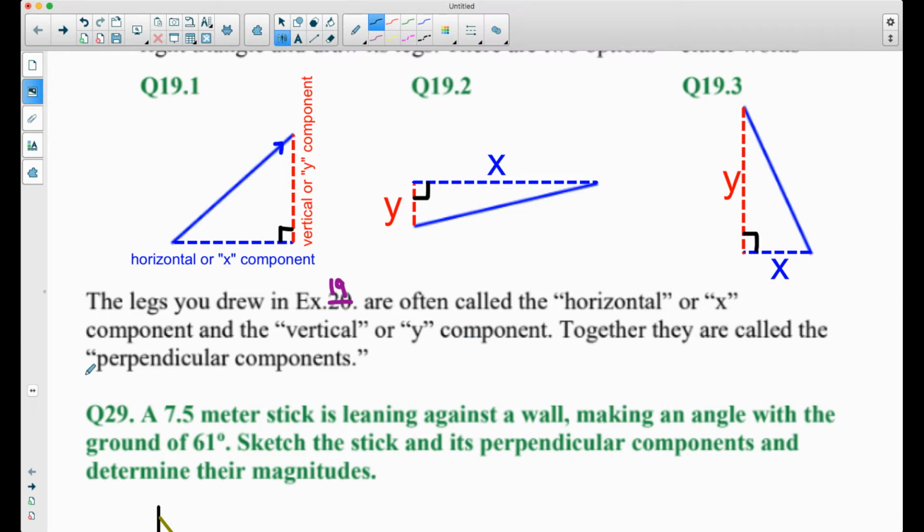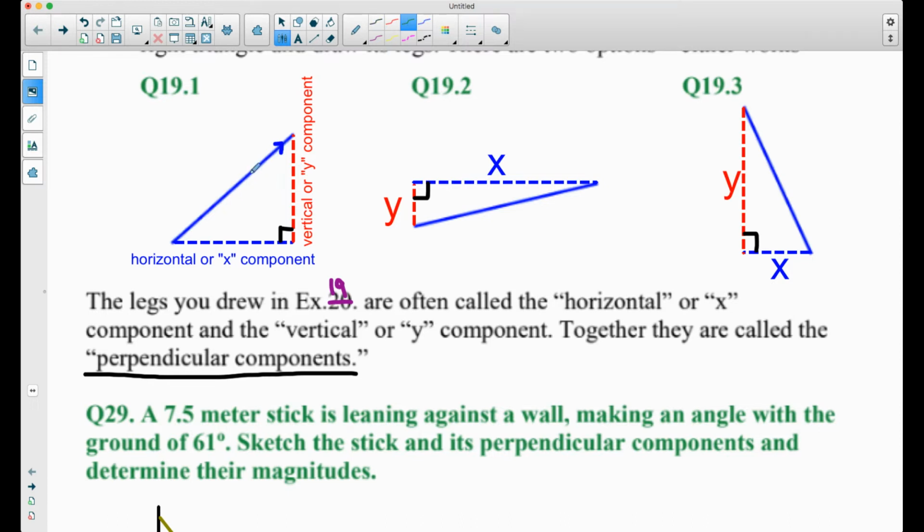Therefore, they are together called perpendicular components. So that's a very common phrase. When you hear perpendicular components, what they're saying is you take a diagonal and you break it into a horizontal piece and a vertical piece. Together, the horizontal and the vertical should bring you to the same location as the diagonal. And you say, well, what do you mean by that?